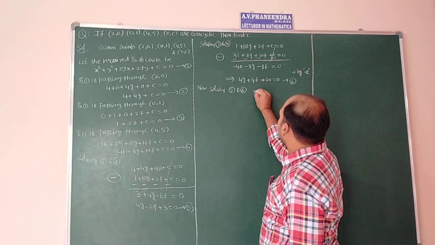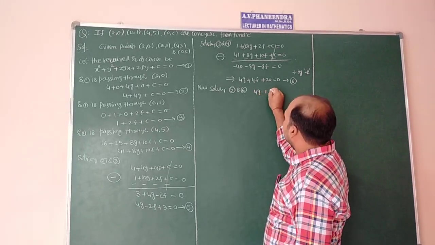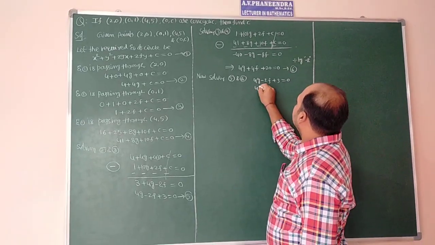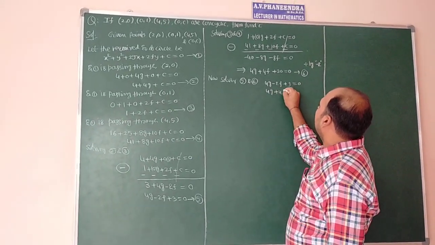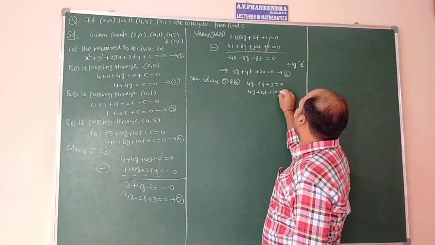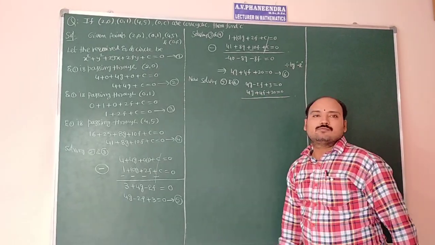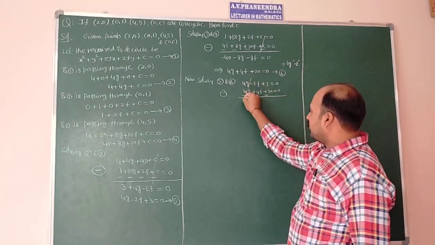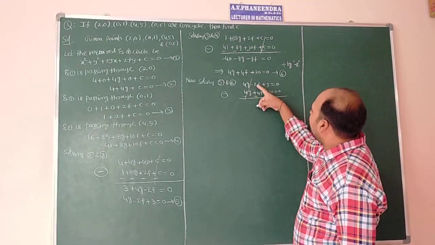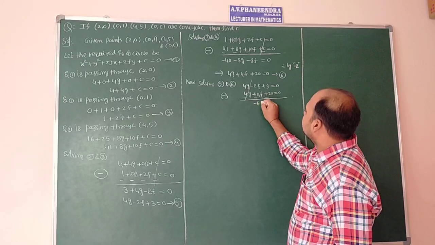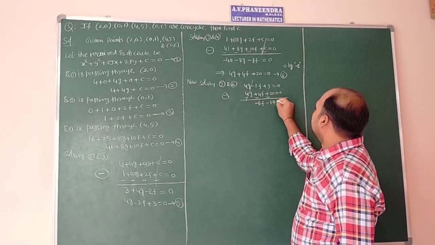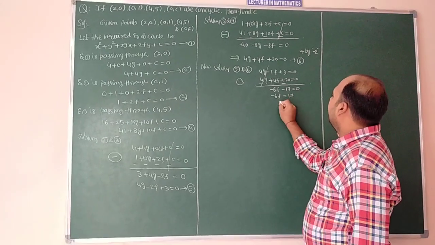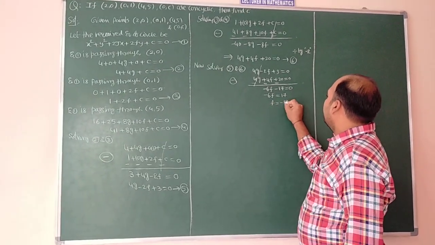Fifth equation is 4z minus 2f plus 3 equal to 0. Sixth equation is 4z plus 4f plus 20 equal to 0. Subtract, sign change: minus, minus, minus, plus. 4z minus 4z get cancelled. Minus 2f minus 4f, minus 6f, minus 17 equal to 0. Minus 6f equal to 17. F is equal to minus 17 by 6.